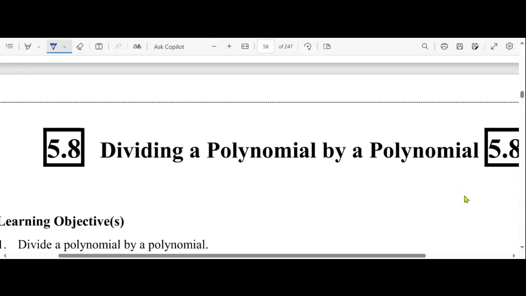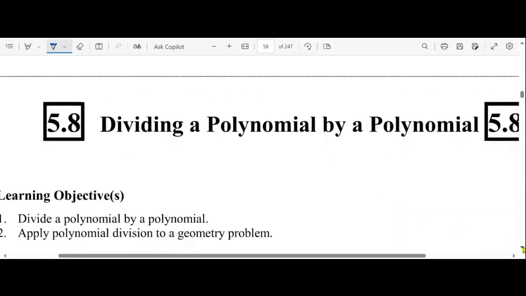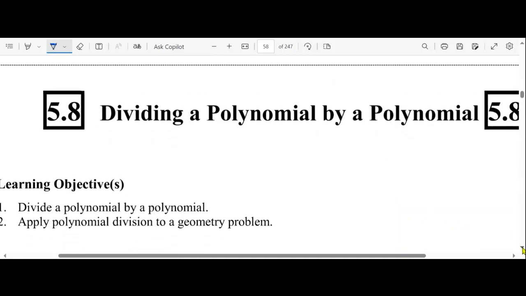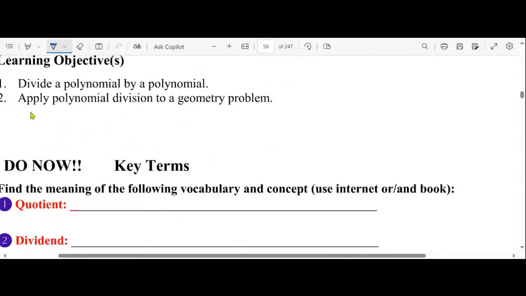5.8 Dividing a polynomial by a polynomial. So you have many terms divided by many terms, not one term, but we divide by many. Learning objectives: one, divide a polynomial by a polynomial; two, apply polynomial division to a geometry problem.